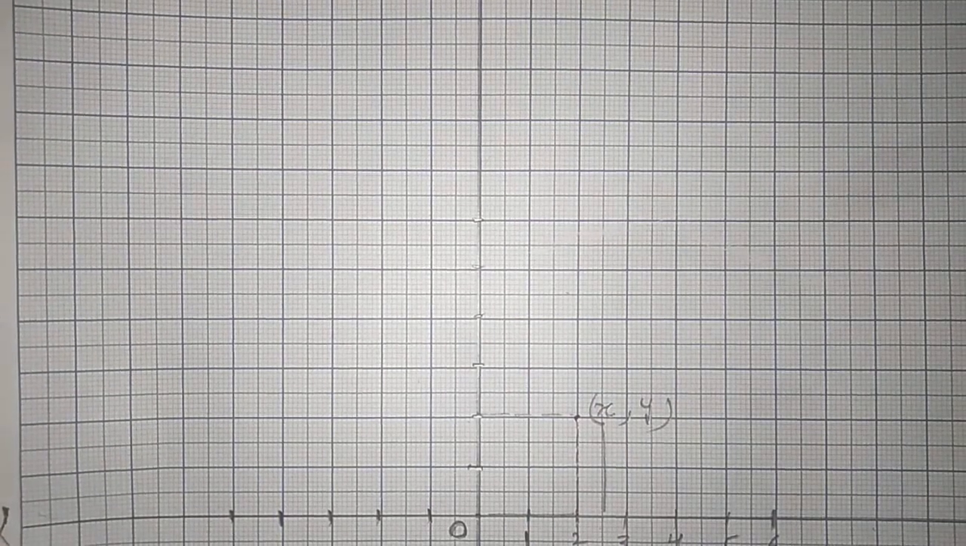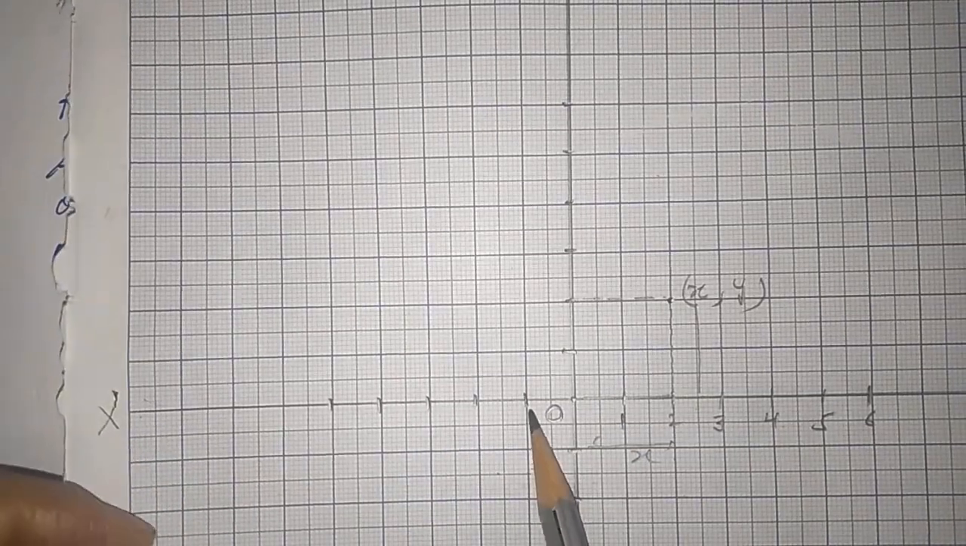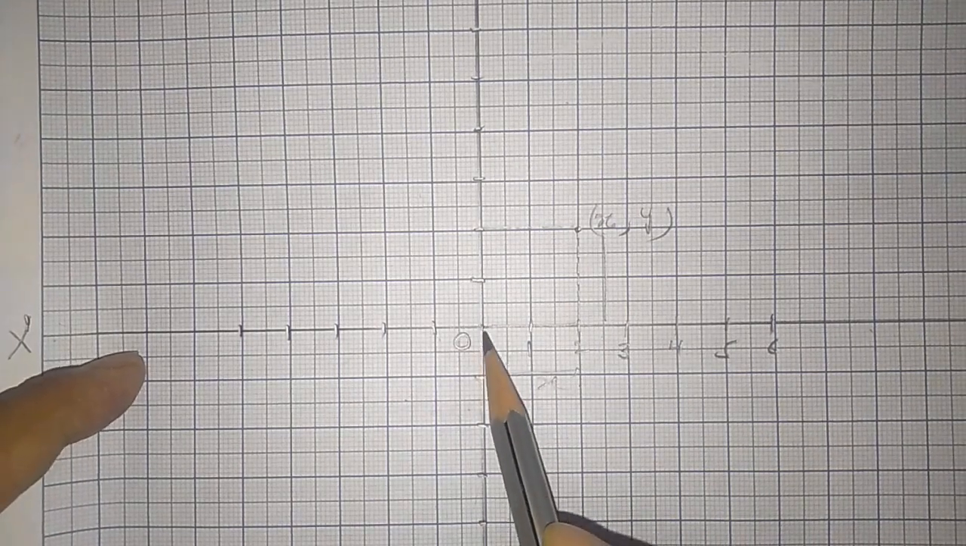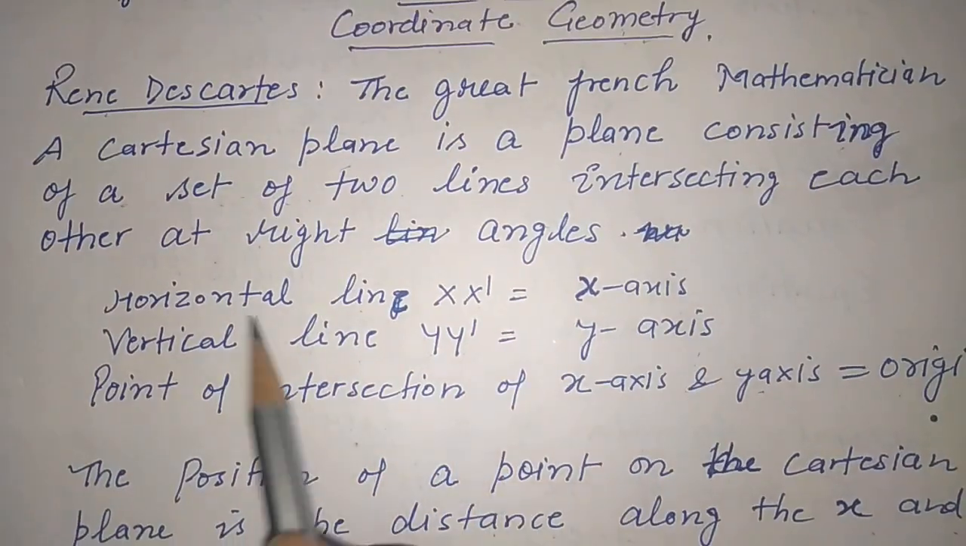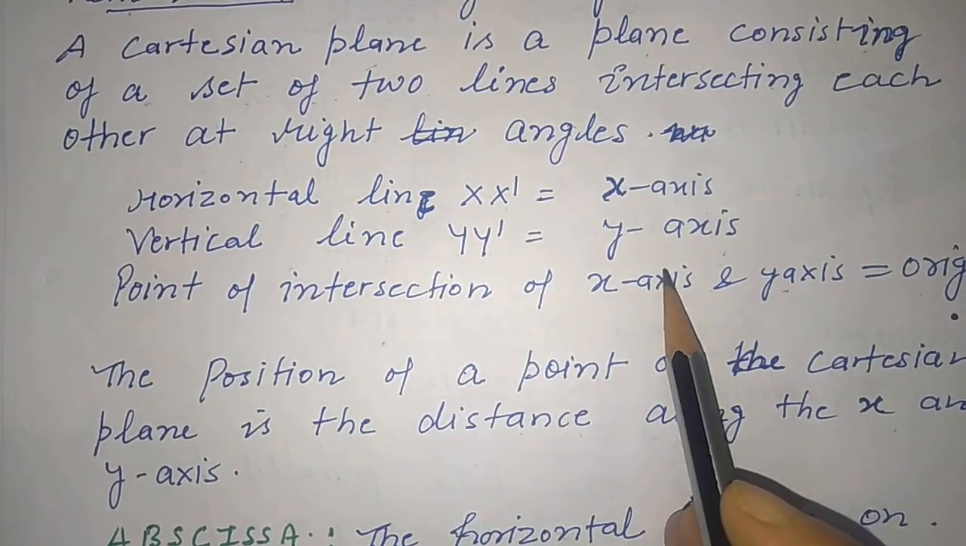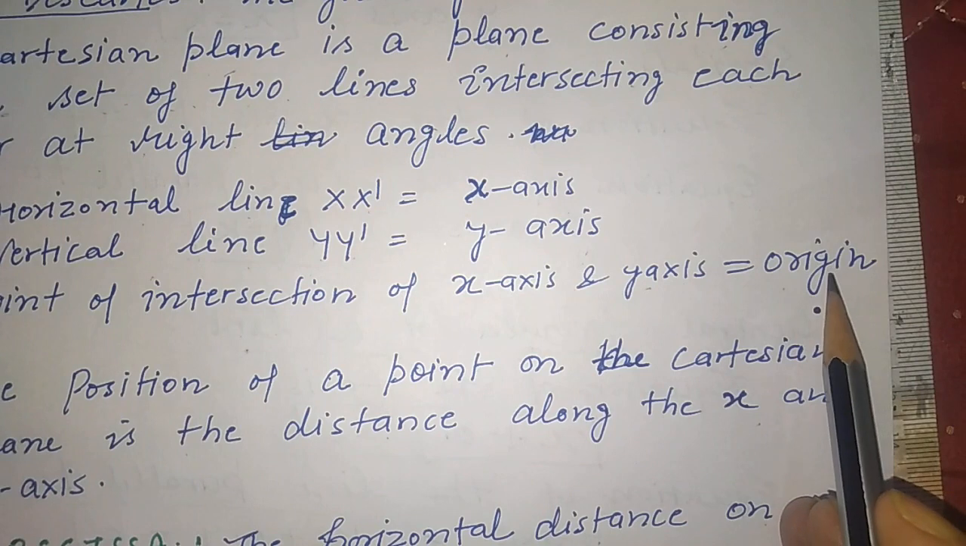So here we have this graph. Here is the horizontal axis, and this is the vertical axis. This horizontal axis, which we are going to denote with x dash, is known as the x-axis, and the vertical line, which we are going to denote with y and y dash, is known as the y-axis. The point where the x-axis and y-axis, the horizontal and vertical lines, intersect each other is known as the origin.